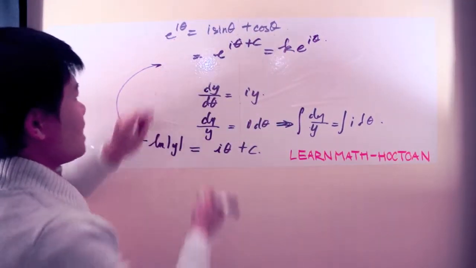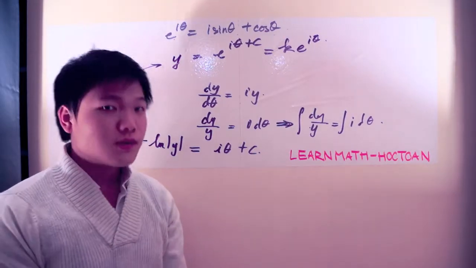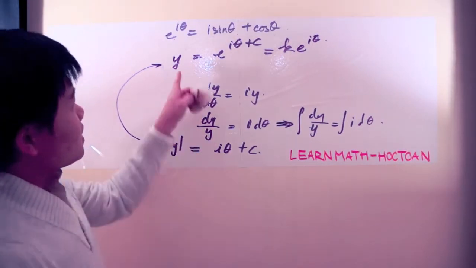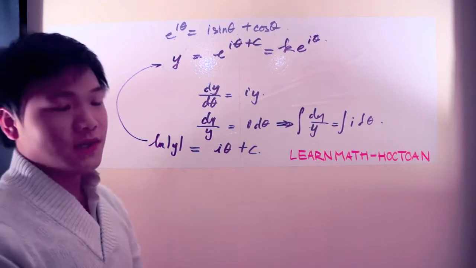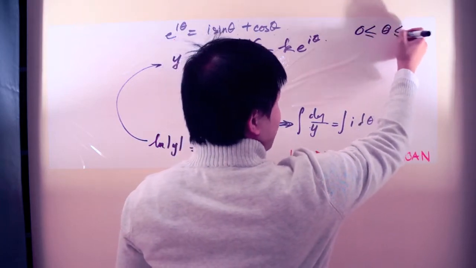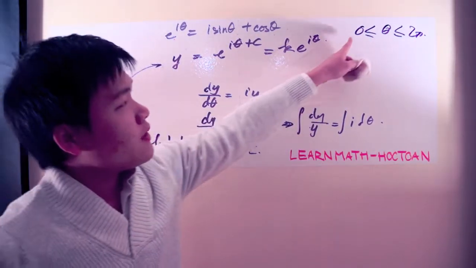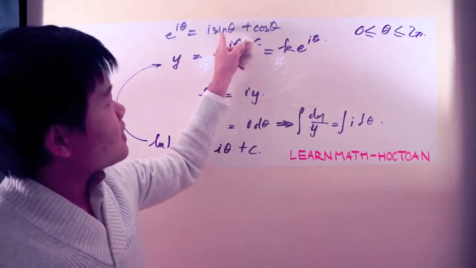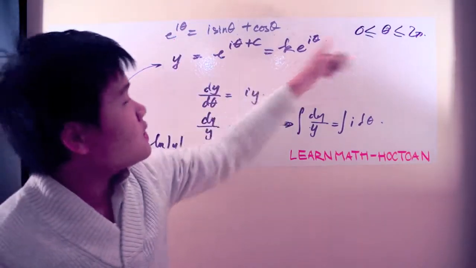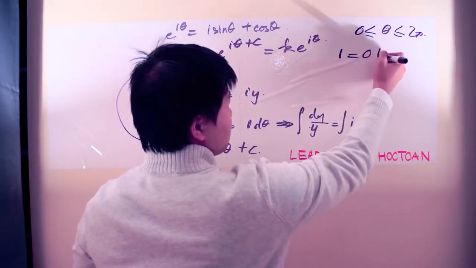So you can go ahead and get rid of this absolute value, because k can be determined by using an initial value, and in fact we are going to use an initial value to figure out what k is going to be. Let's say theta goes from 0 to 2 pi. That is our interval. Let's start with the initial value theta equal to 0. We plug in here: sine 0 is 0, cosine 0 is 1. Here e to the i theta, theta is 0, 0 times i is 0, e to the 0 is 1. So you have 1 equal to 0 plus 1.